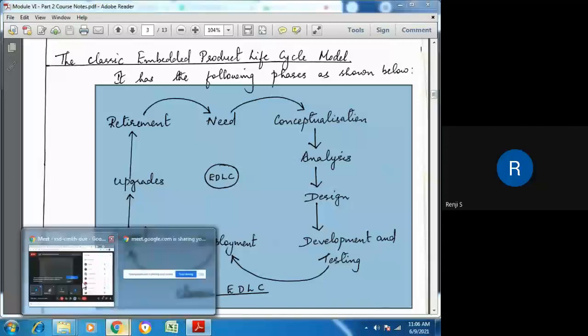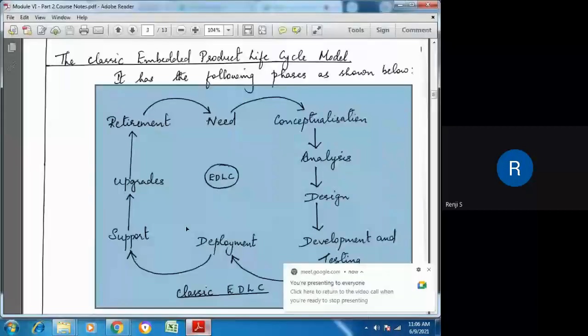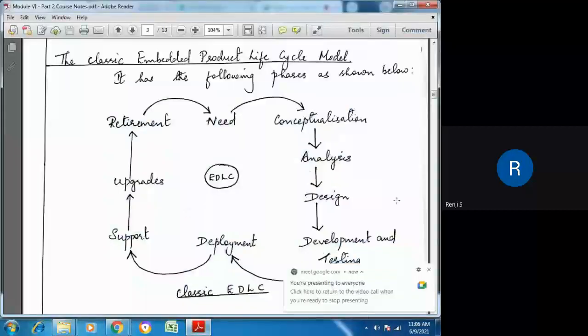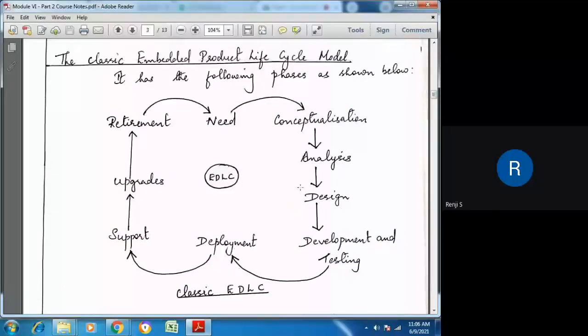That figure is very important, okay? Whenever a question comes, what is EDLC? Explain the phases of EDLC with a neat diagram. You have to draw this diagram. All phases may not be asked, but some of the phases will be asked in particular. So let us have a look at what the phases involved in EDLC are.